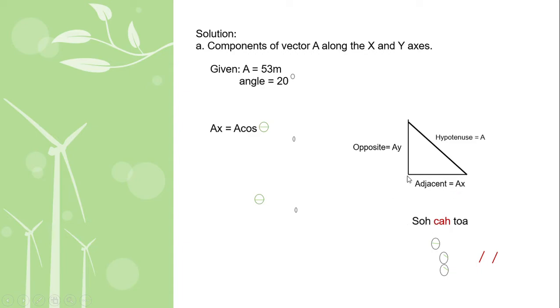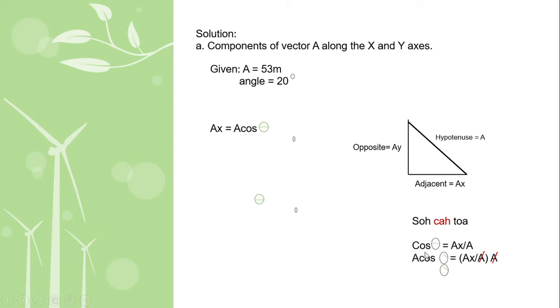But in this case, since we are to find the component of A along the x-axis, or the adjacent side, or the Ax, we can make use of CAH, cosine, adjacent over hypotenuse, because hypotenuse A is equal to 53 meters. And for cosine, we can make use of this angle. So the only thing unknown here is Ax. So how come that from cosine is equal to adjacent over hypotenuse, we have this formula? Because cosine theta is equal to Ax, adjacent, over hypotenuse A.